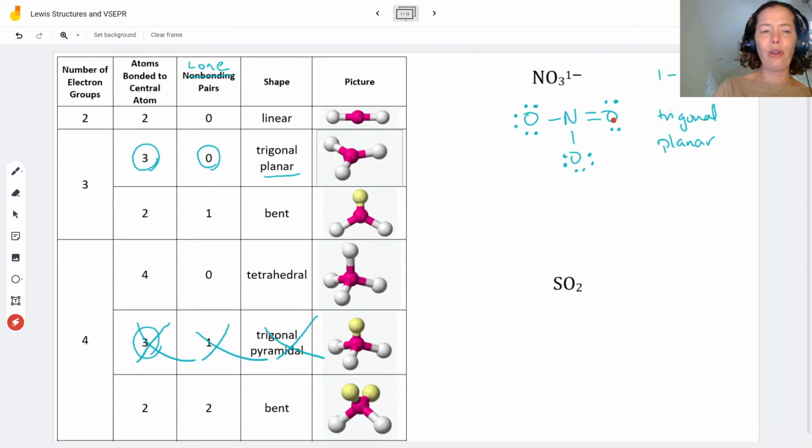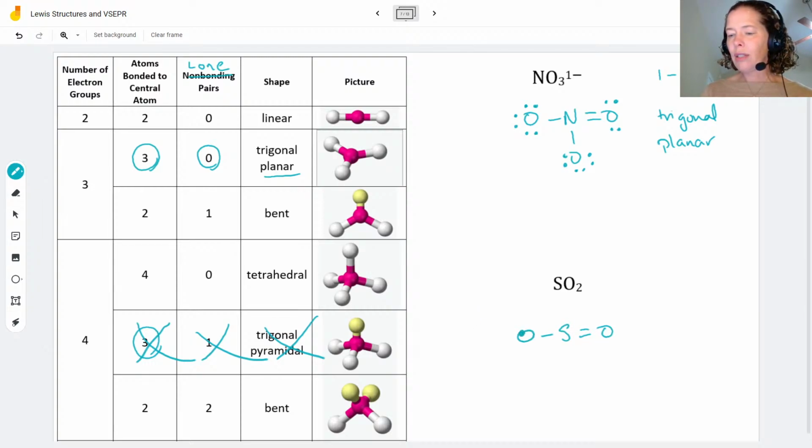Just making sure there are no questions. We're going on to sulfur dioxide. So this one looks like this. I think maybe in the live stream last week we did ozone, O3, for this, which is very, very similar.